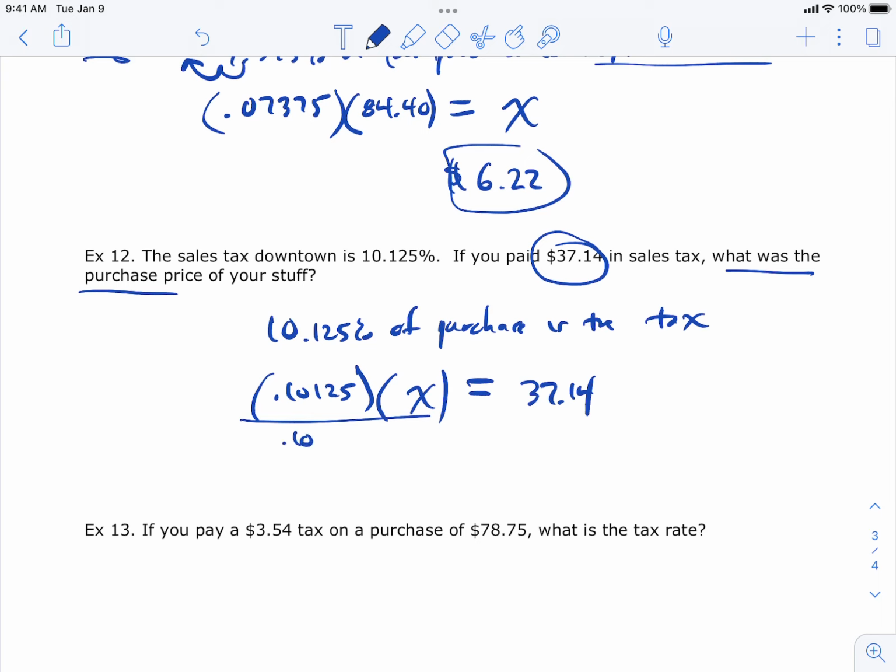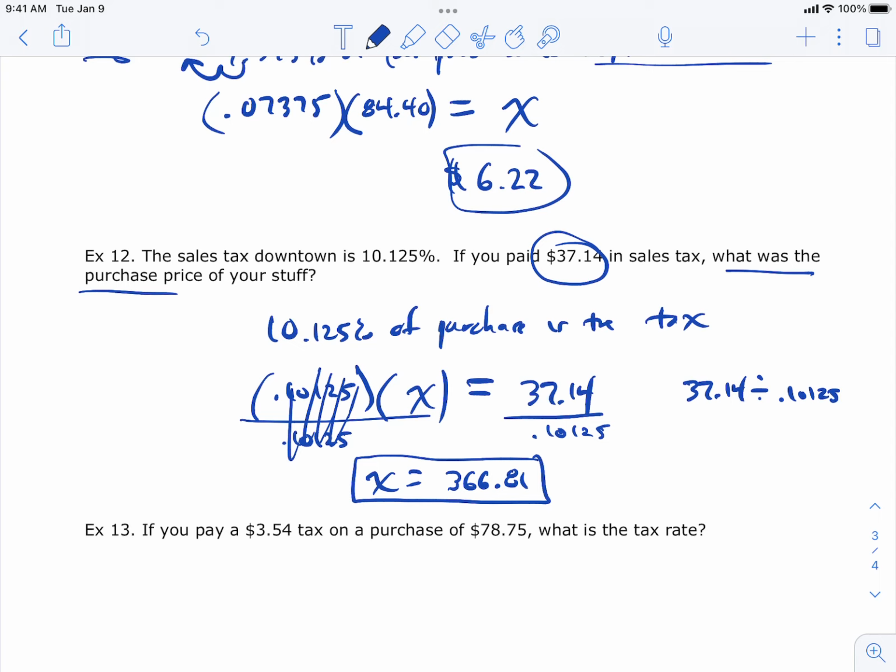And once you get your formula, you can just say, well, I got to get the X by itself, so I have to cancel off that 0.10125 thing. So I have to take 37.14, type that in first, then type the divide by symbol, then put the 0.10125 in. And I think I did this already, and I got $366.81. That's a lot of whatevers. That's a lot of wool socks. A lot of Hershey bars.